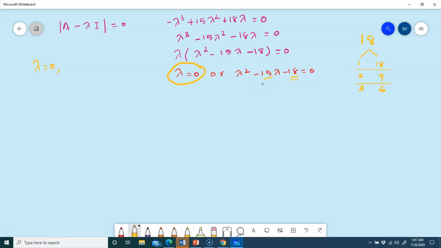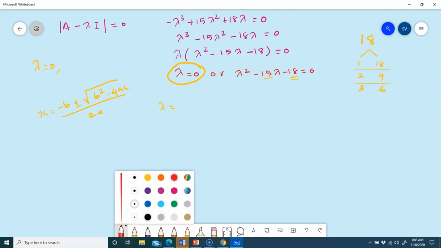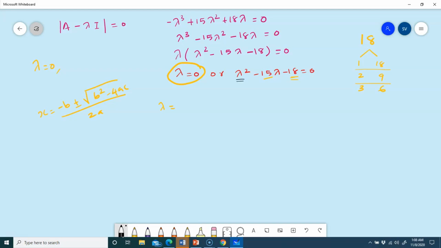So we can find the solution using the formula. The roots of a quadratic equation are given by x is equal to minus b plus or minus root of b square minus 4ac over 2a. We are going to plug this equation in here. The coefficient of lambda square is 1, the coefficient of lambda is negative 15, and here is the constant. So a is equal to 1, b is equal to negative 15, and c is equal to negative 18.